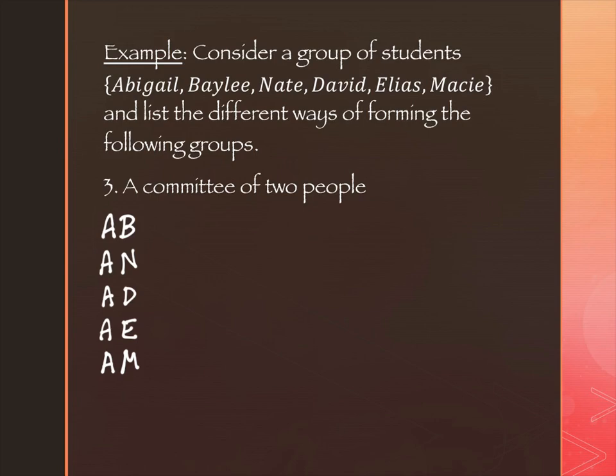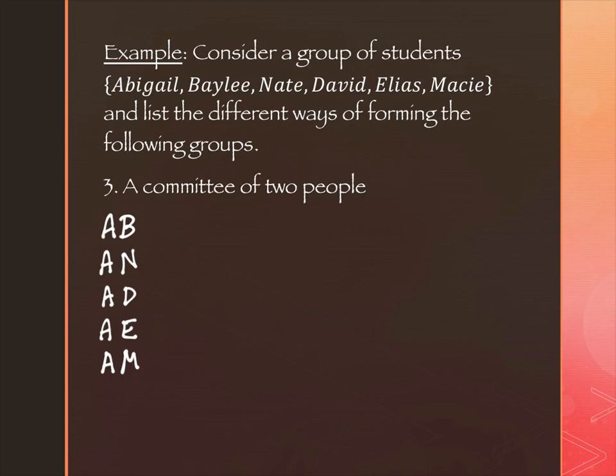And unlike the other ones where I was flipping them, I don't flip them here. Why? There's no roles to play. That's why the role part mattered in the other one, right? If I'm a president or I'm a treasurer, those are different jobs. But here, they're just on a committee together. So if I have an Abigail Macy committee, that's the same as having a Macy Abigail committee. I'm not going to list them twice. So there's not going to be any other A's listed as I move forward. She's been grouped with every other person once.